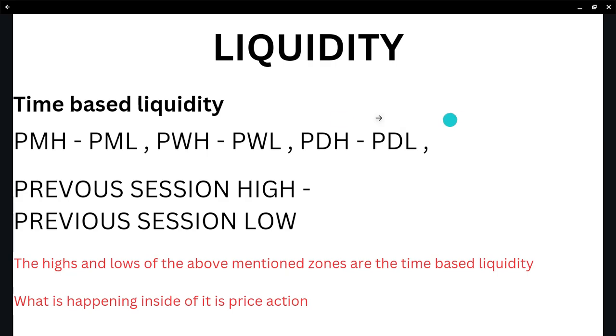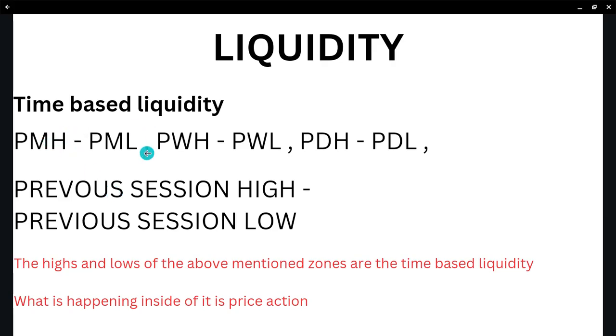Liquidity. Oh, the same concept again. What the hell is liquidity, and why are you teaching us this again and again? Because repetition teaches, right? Time-based liquidity is what? Previous month high, previous month low. You should remember my previous videos. I have mentioned that if you are on a monthly level, you should just look for the previous month's high and previous month's low. If the low is taken, look for the high. If the high is taken, look for the low.